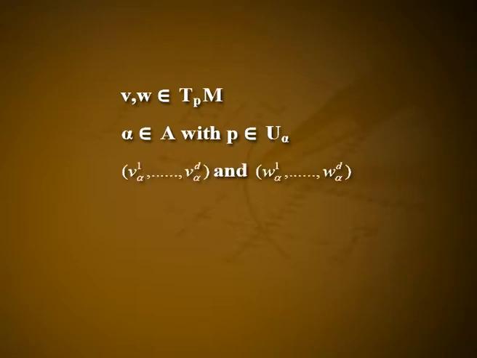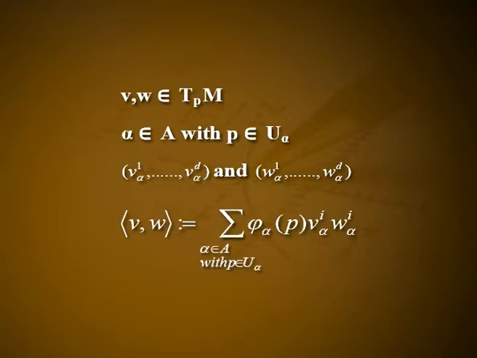For v, w in TpM and α in A with p in Uα, let the coordinate representations be vα1, etc., vαd and wα1, etc., wαd. Then we put the inner product ⟨v, w⟩ equal to the sum over α in A with p in Uα of φα(p) vαi wαi. This defines a Riemannian metric, and the metric is simply obtained by piecing the Euclidean metrics of the coordinate images together with the help of a partition of unity.